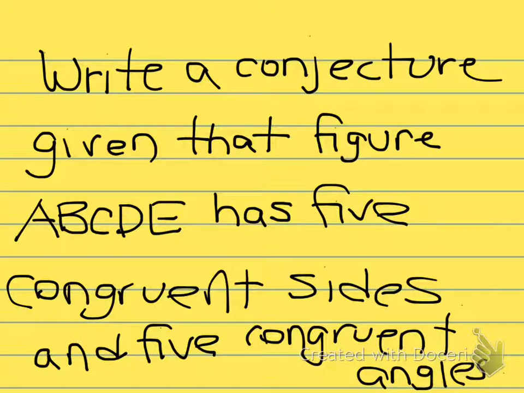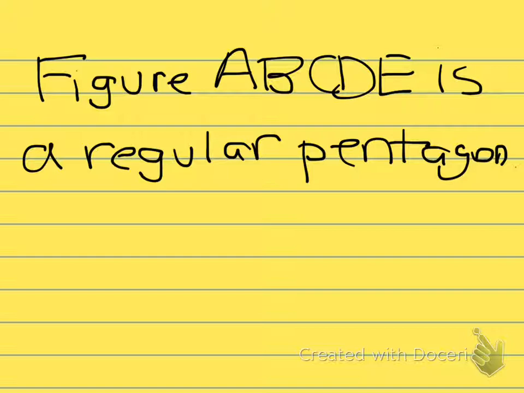So 5 sides means that it's a pentagon, and the fact that all of the sides are congruent and all of the angles are congruent would mean that it's also considered a regular pentagon. So our conjecture would be that figure A, B, C, D, E is a regular pentagon.